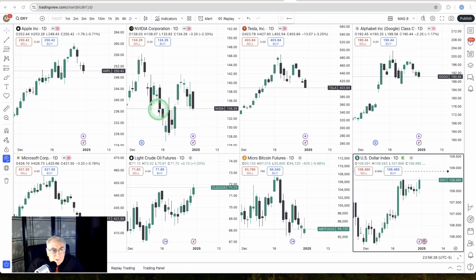Nvidia closed a bit down compared to where it opened at the beginning of December, so 134.29, but still for the year it conquered for sure. Tesla, same thing, I would say, but December here at the close, 403. So it was up on the month for December.